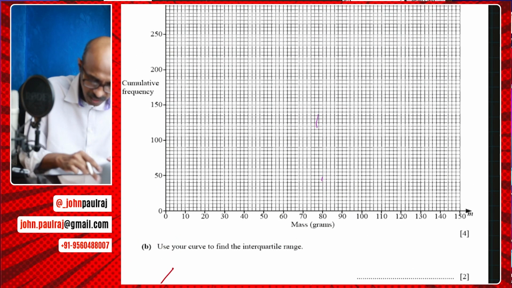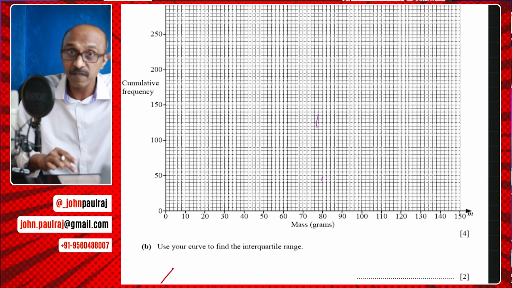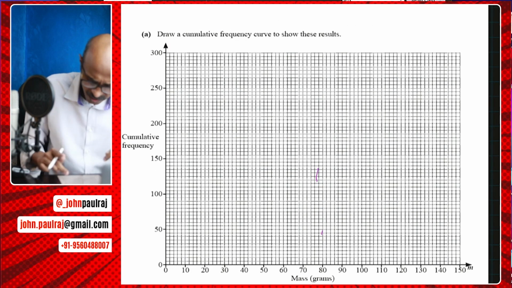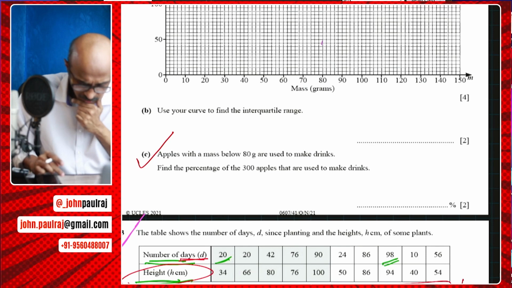So you're looking at, here. Sometimes they ask something above. So you've got to subtract from the total value. Here 300 was the total value. So answer that question accordingly.